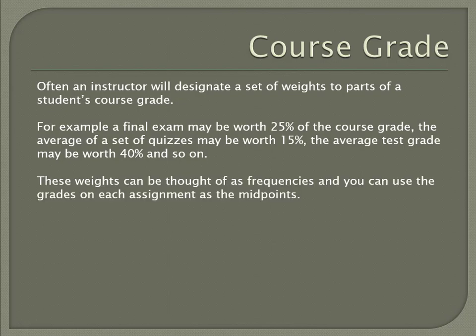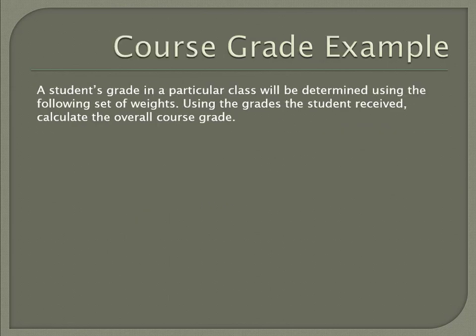These weights can be thought of as frequencies, and you can use the grades on each assignment as the midpoints, and using that weighted mean process that we just developed, you can get what your actual course grade is. And this is how many instructors actually do your course grades. So let's try an example. A student's grade in a particular class will be determined using the following set of weights. Using the grades the student received, calculate the overall course grade.